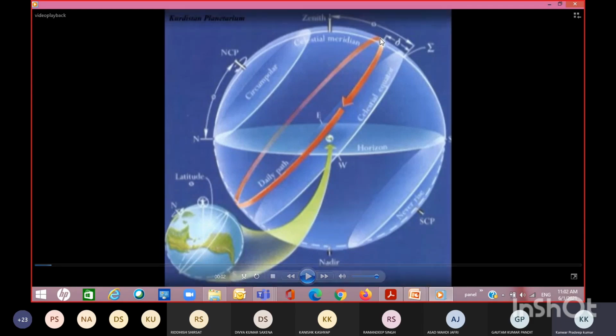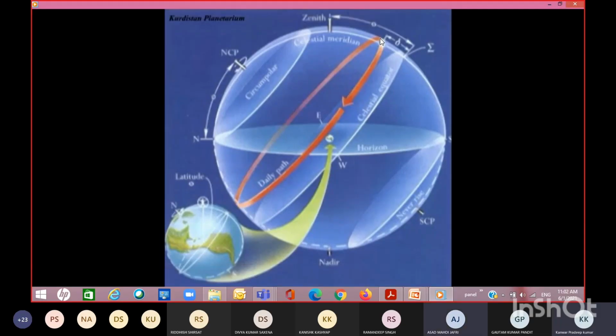When it reaches the maximum altitude, what is it called? Till the time the body is increasing in altitude... Meridian passage. Very good. Till the time altitude is increasing, the body remains to the east of the observer. LHA 180 to 360. The body remains to the east of the observer.